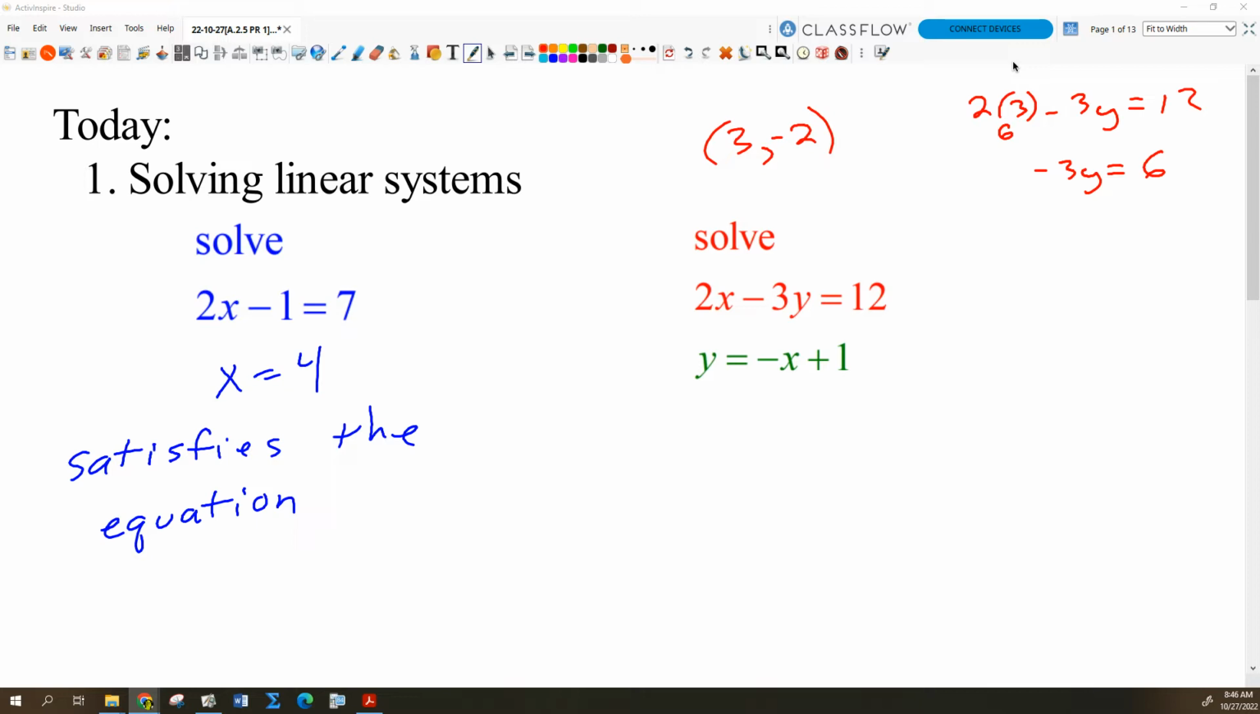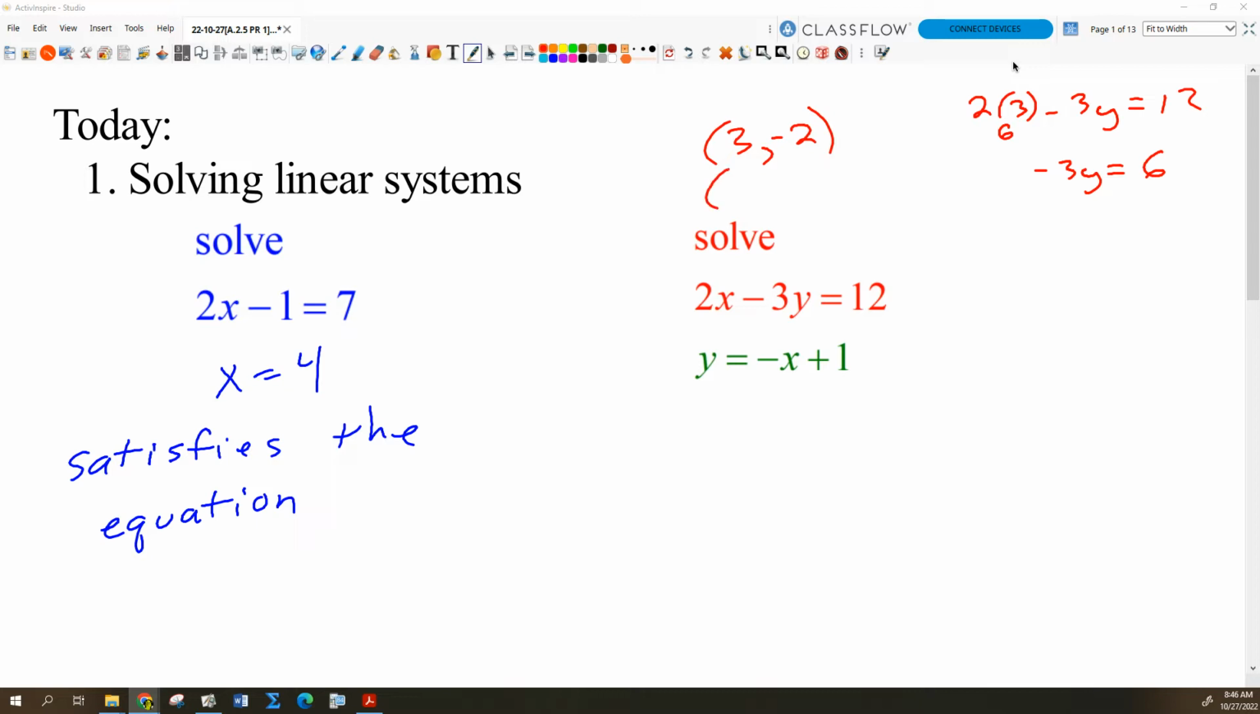So the ordered pair 3, -2 is a solution of the red equation because it satisfies the equation. But there could be others.